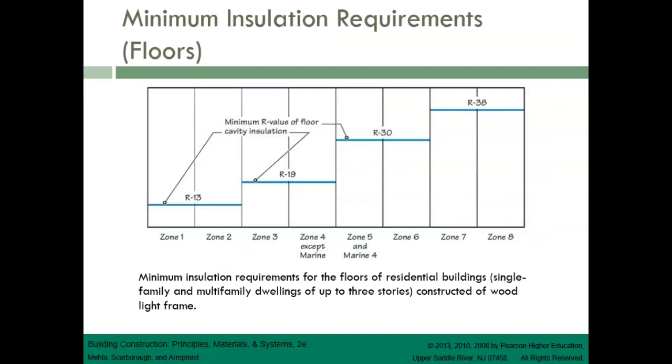So our minimum insulation requirements for floors, come back over here to zone 4, and it looks like we would need in our zone an R19. So if we were in zone 7 or 8, which I believe is Alaska, this is a lot further north, we'd have to have an R38, which is a lot more. It's double the insulation than we would in zone 4.